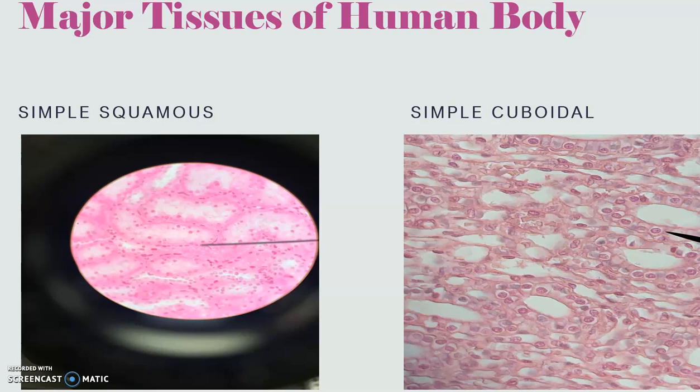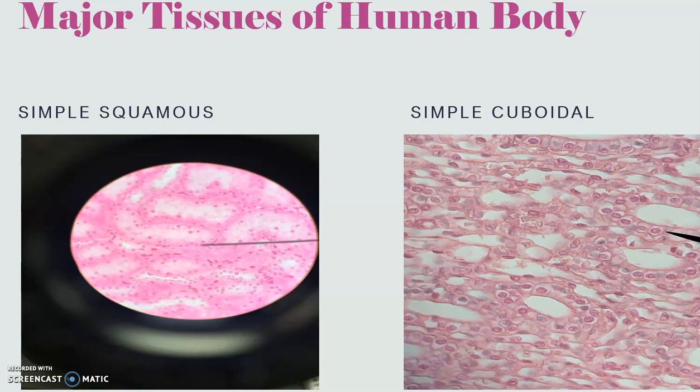Simple means that there's only one layer of cells. Squamous means that the nuclei within the cells are flat, or have a fried egg-like appearance. Simple cuboidal, simple means that there's one layer of cuboidal cells. The cuboidal cells have a round nucleus.